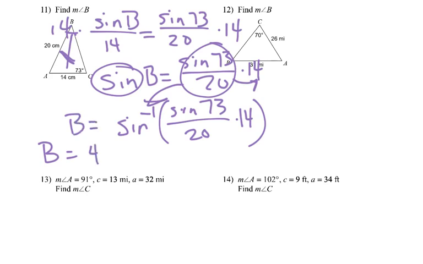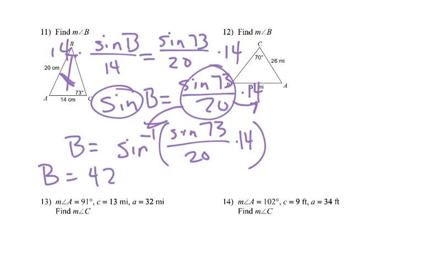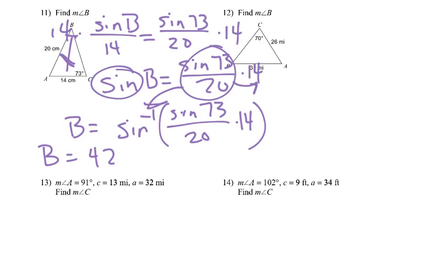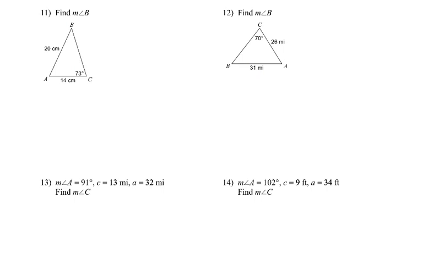then I hit enter, and I get my angle, which is 42, and did they say to round? They didn't, so probably to the nearest tenth, 42.02 degrees, which would round down to just 42 degrees. Okay? So it's the same process.